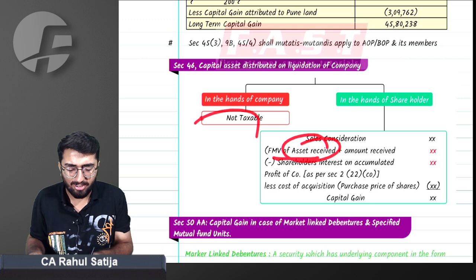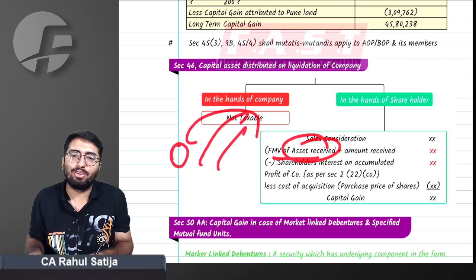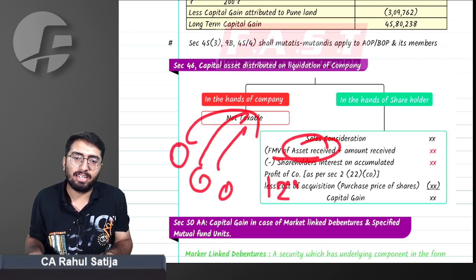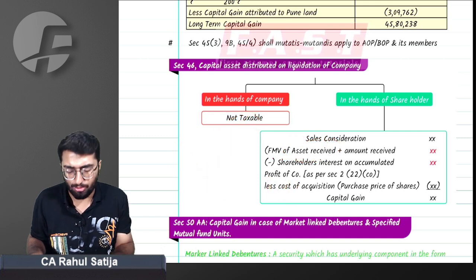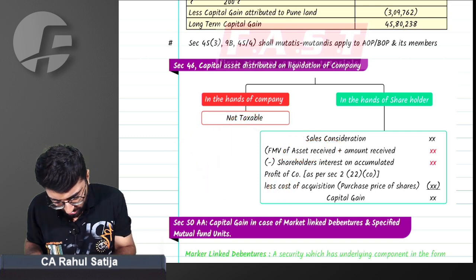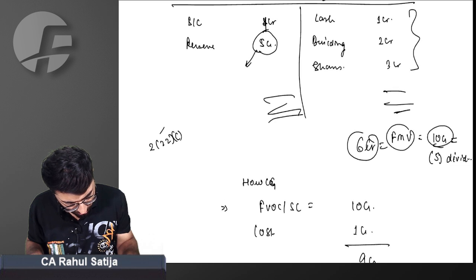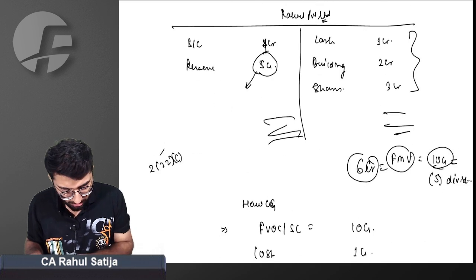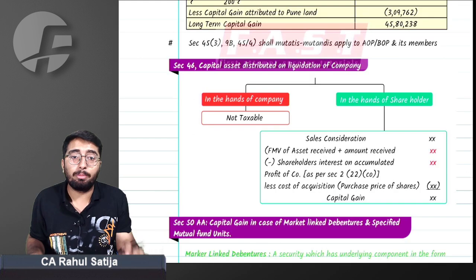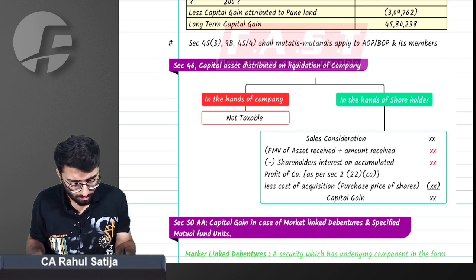FMV of the asset received. Whatever assets the shareholders are receiving, you have to consider FMV. Like in our case, 10 or 12 CR assets were being received by the shareholders. Let me check whether it was 10 or 12. Yes, assets worth rupees 10 CR are being received by the shareholders. So 10 CR.